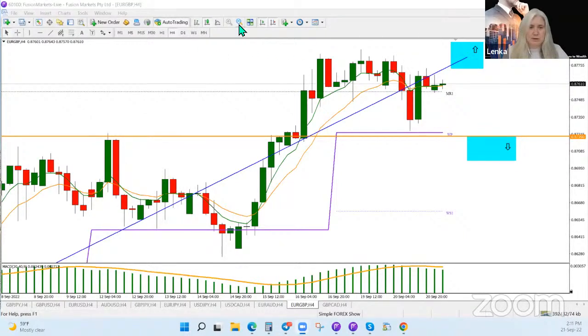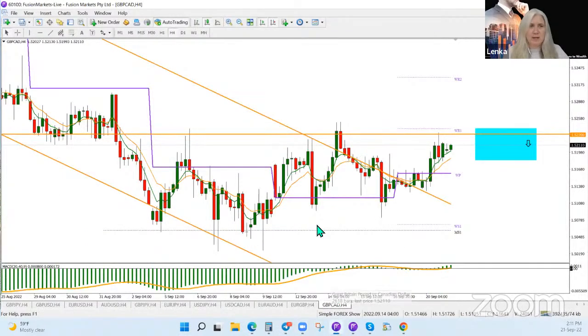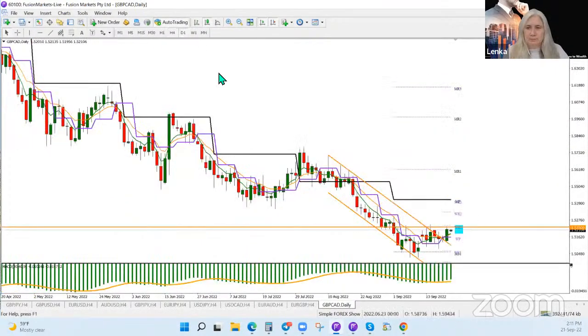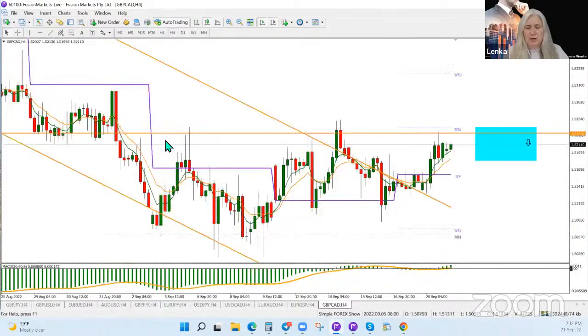So that's Euro GBP. And the last currency pair I'm looking at is GBP CAD, and on GBP CAD I'm looking at short. So here we've had the price action go sideways, come down, go sideways again, and now it basically looks like it's in a bit of a range. So I would be trading this not as a trending strategy, but more as a ranging strategy.